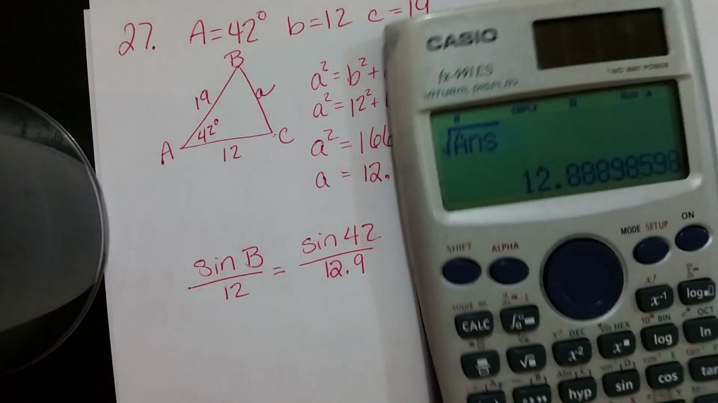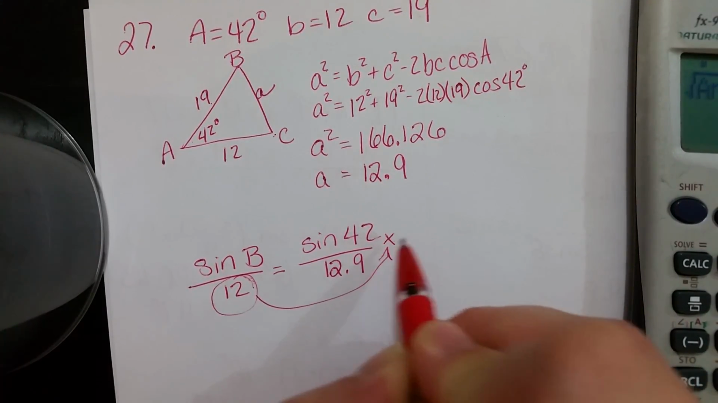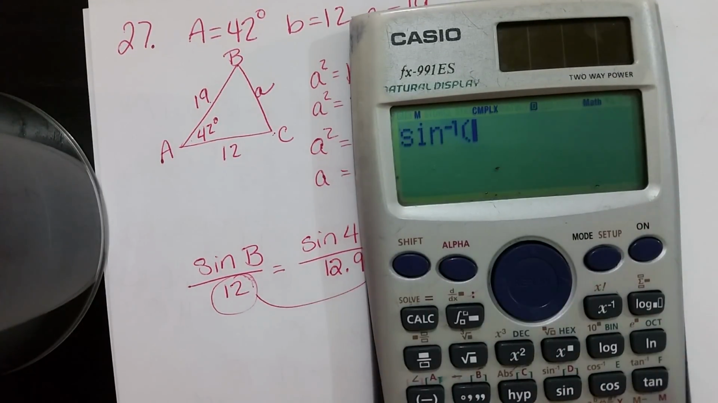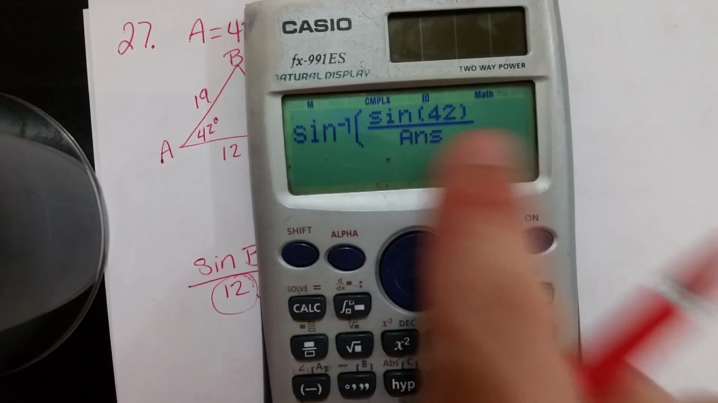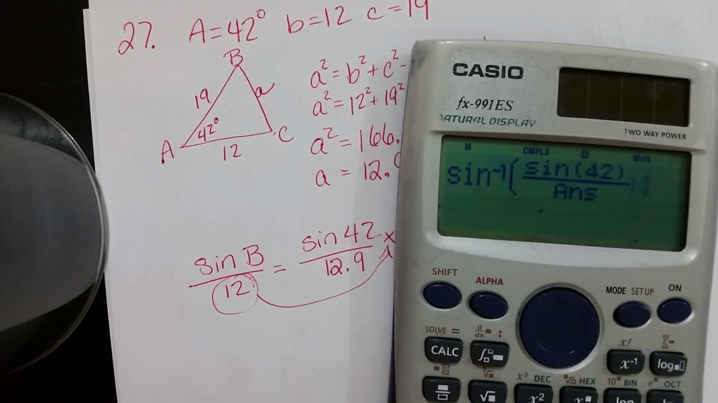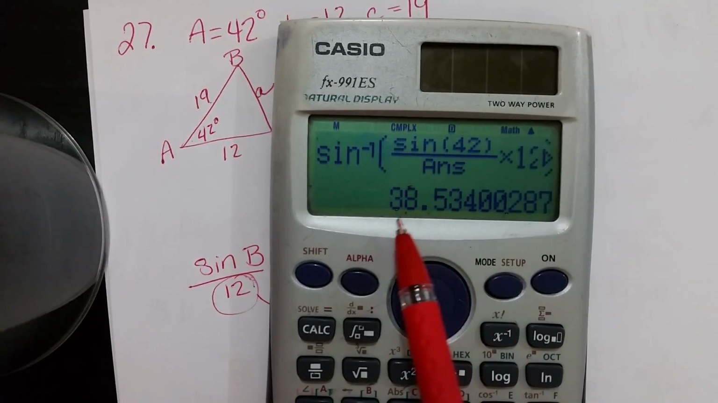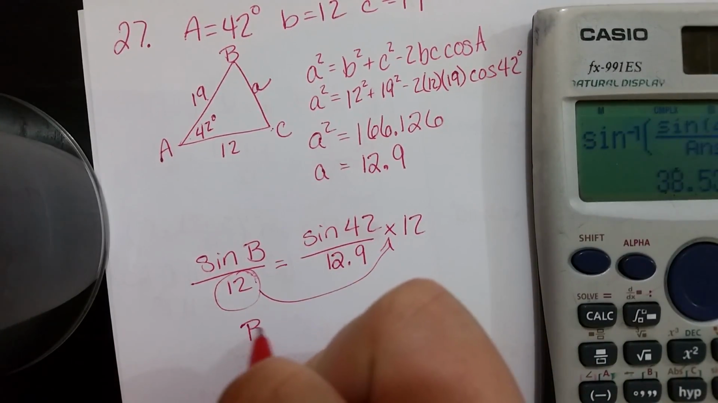Okay, so from there I'm just going to multiply by 12, and I'm going to have to do shift sine on the outside. So shift sine, and then I have a fraction, sine 42, close the brackets, over 12.9, and honestly you can use the former answer to make it even more accurate, times 12. If I'm rounding to the nearest degree, I would have 39 degrees.